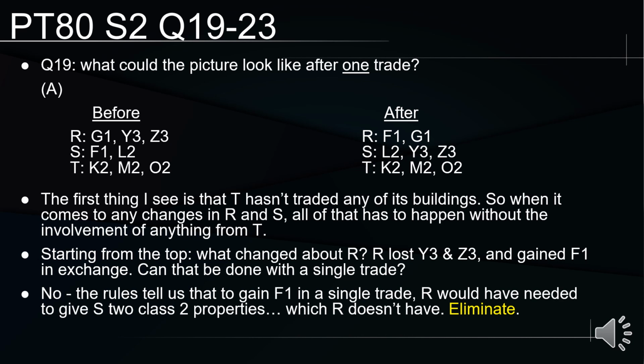R doesn't have anything to give to S that will allow S to give its Class 1 property F over to R. That's not possible. So I eliminate this one. So far, so good.